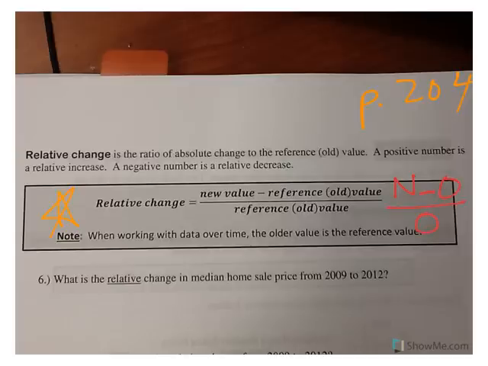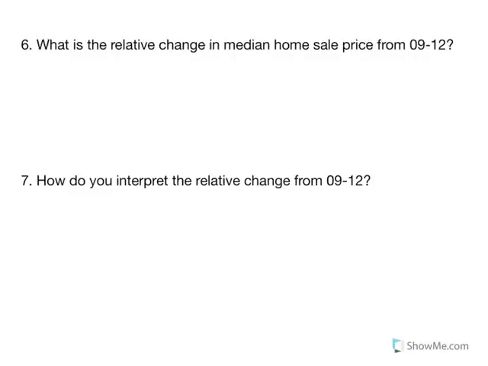And remember, when you calculate this ratio, if you divide, you're going to get a decimal. If we then need to change that decimal to a percent. So let's go ahead and do number 6, the relative change from '09 to 2012. So remember, '09 is old, and that was 110. So that was '09. 2012 is my new value, and it's 118.